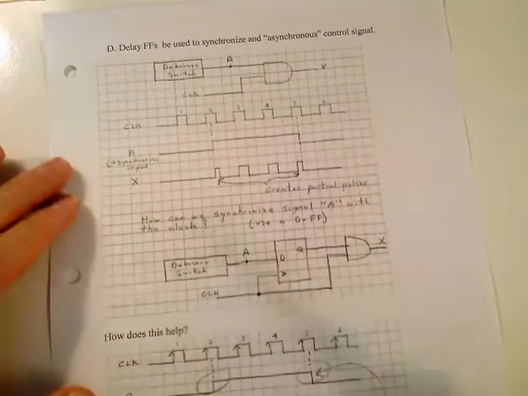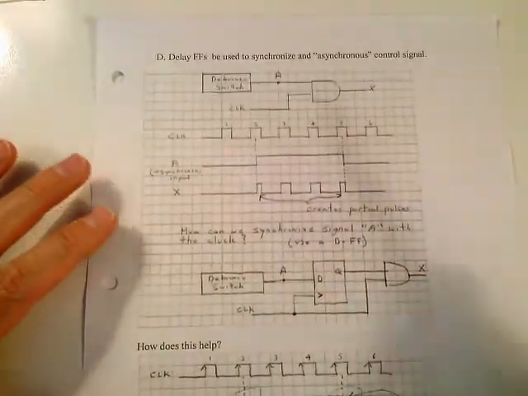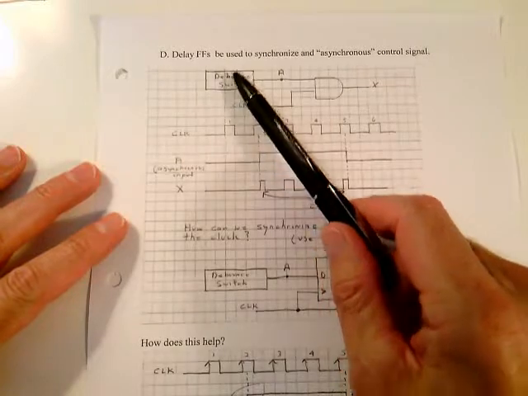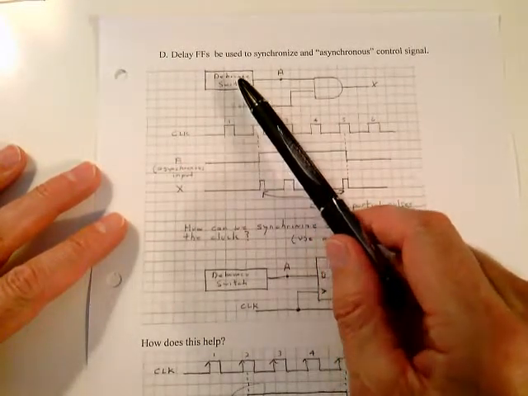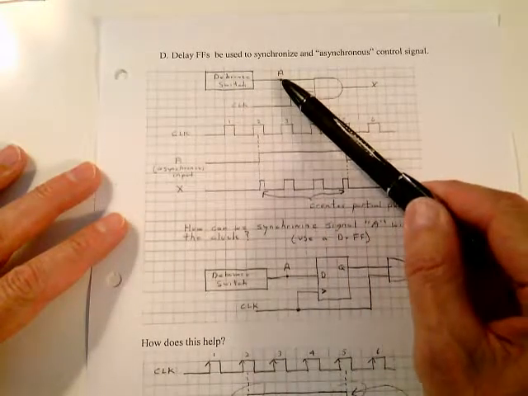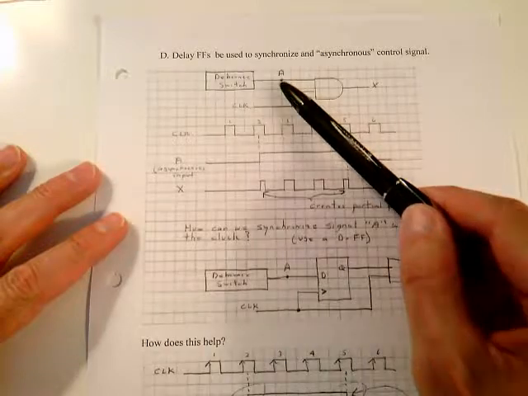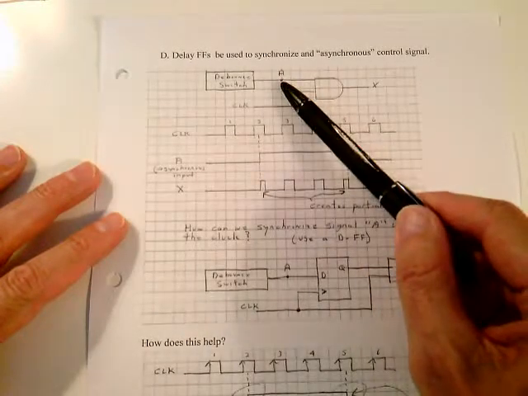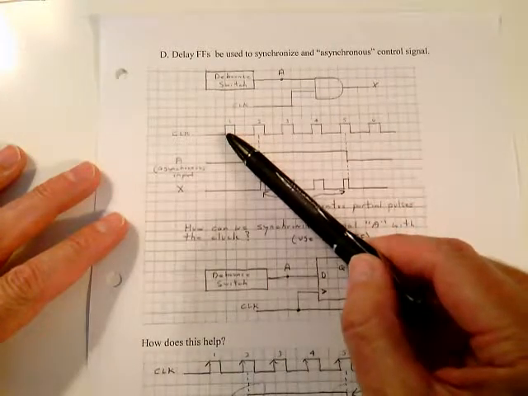On page number 68, we're going to talk about delay flip-flops to synchronize an asynchronous control signal. Here we have a switch that's debounced, and this mechanical switch can be thrown at any time. In other words, this point A is completely asynchronous to these clocks. You throw this switch at any time, and there's no relationship to the clock.